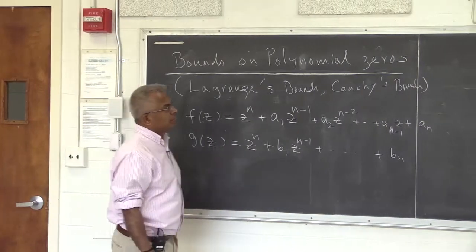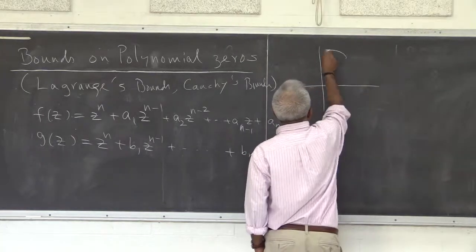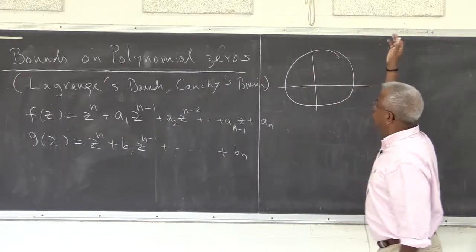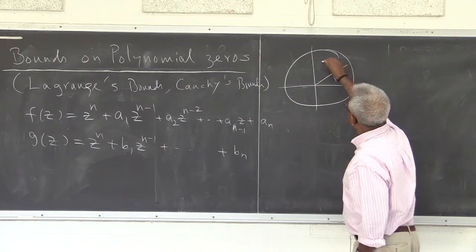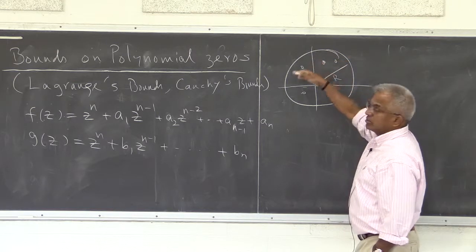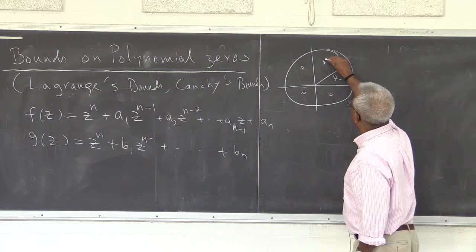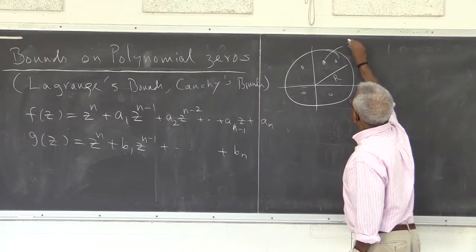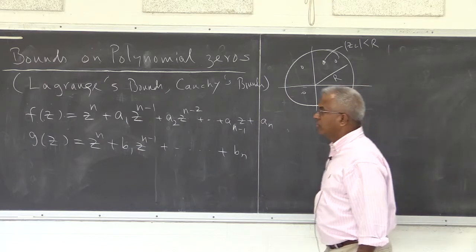So of course, you draw the unit circle, or you draw a circle, and you plot the zeros and you want to find a bound. So in this case, all the zeros, all the zi's, the way I have drawn, are less than r. So this is the bound we are looking for.